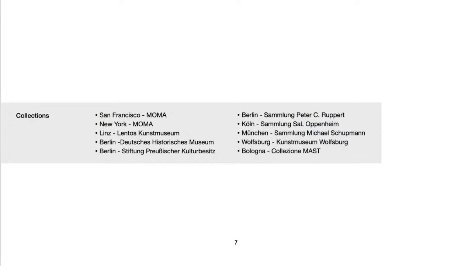I have some here. The San Francisco MoMA, the New York MoMA, which bought some of his rhythmograms, the Lentos in Linz, where the Ars Electronica is also happening, the German Historical Museum, Berlin Stiftung Preußischer Kulturbesitz, which takes care of a lot of the German heritage stuff, Sammlung Peter C. Ruppert in Cologne, Saal Oppenheim, Munich, Schuppmann, Kunstmuseum in Wolfsburg, and the latest is in Bologna, where the Collezione Must is showing industrial photography.